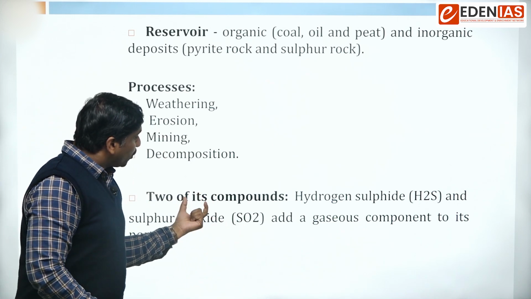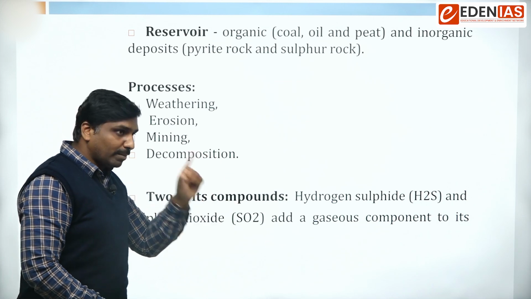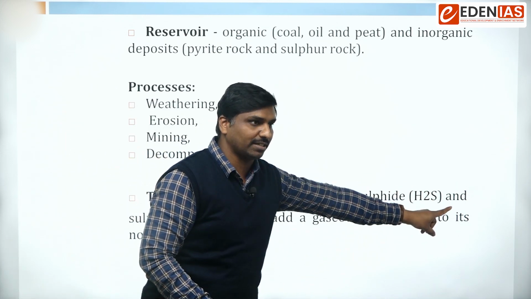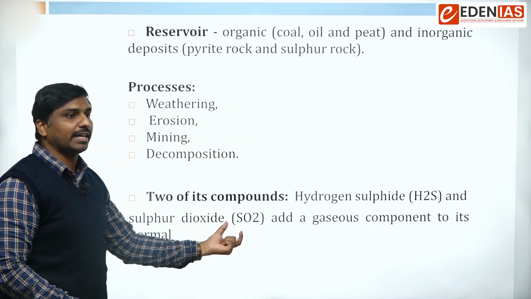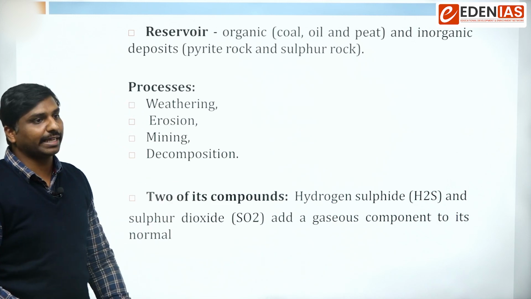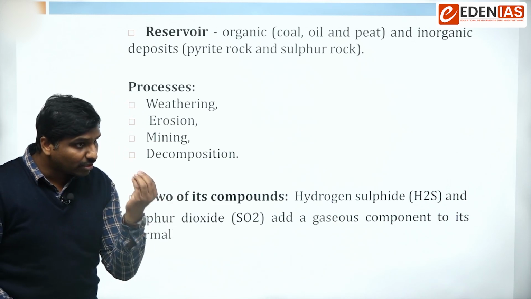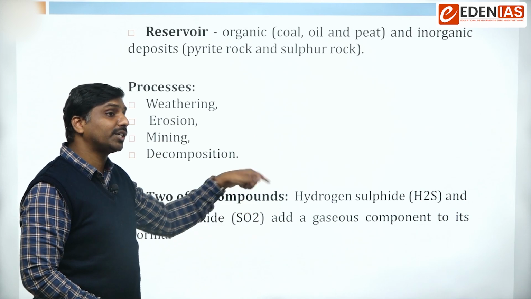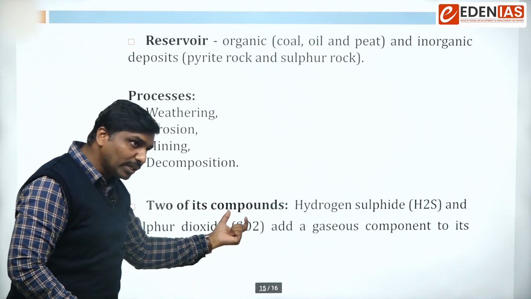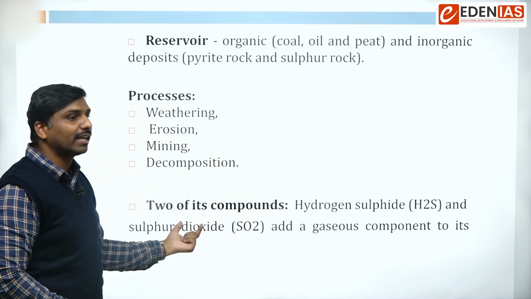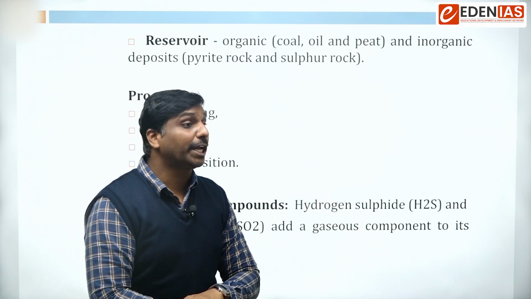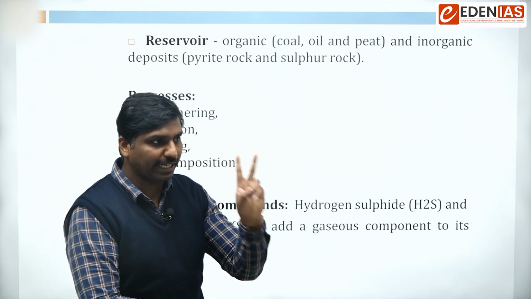Two of its compounds, hydrogen sulfide, H2S, and sulfur dioxide, add a gaseous component to its cycle. So there is a slight amount of gaseous form in the sulfur cycle. Only these two components, hydrogen sulfide and sulfur dioxide, will be circulated in gaseous form, and the rest would be majorly sedimentary in nature.